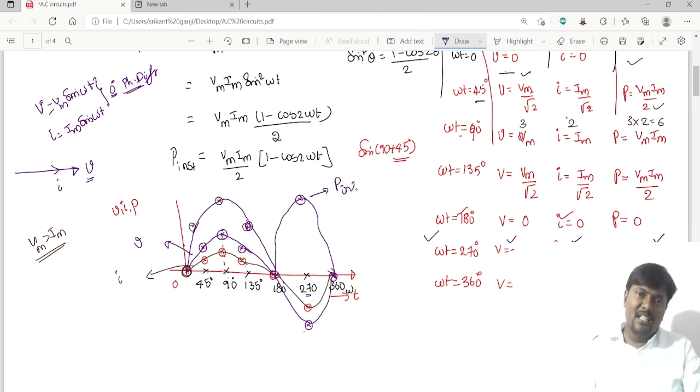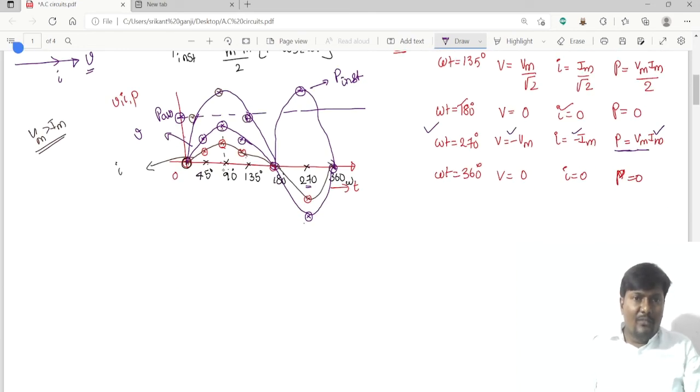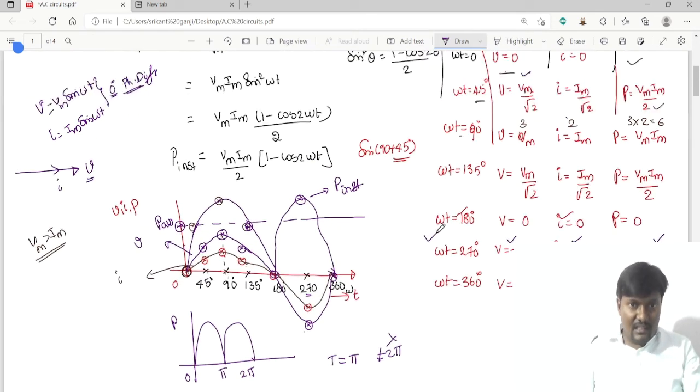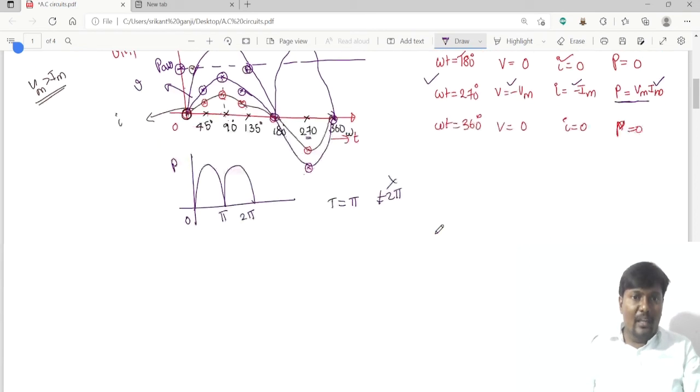This power is called the instantaneous power, and we can derive the average power. What is the time period of this power waveform? The time period of the power waveform is pi only, not 2 pi. Why? Because what is the time period definition? Time required to complete one cycle. When the voltage waveform completes one cycle, the power waveform completes how many cycles? 2 cycles. That's why I got it as cos 2 omega t.